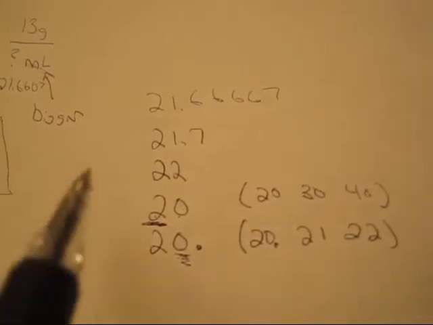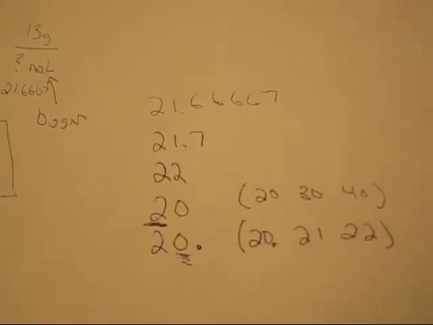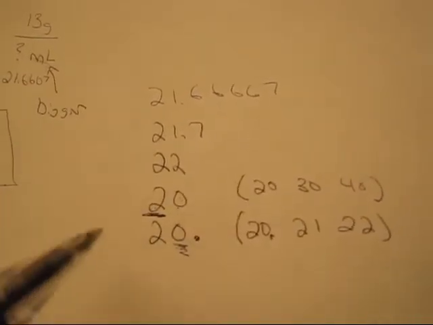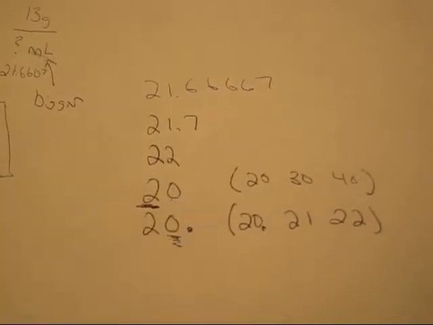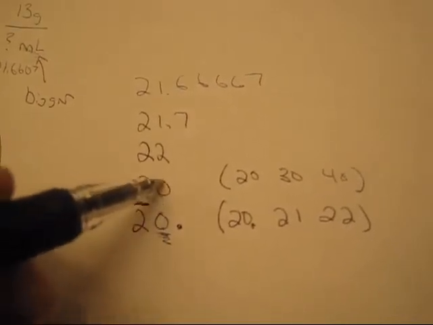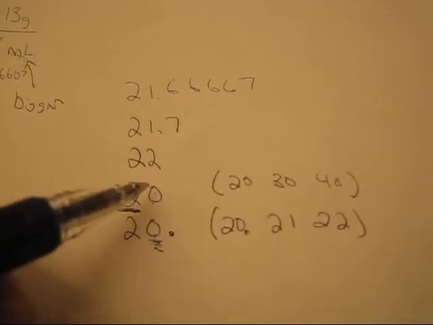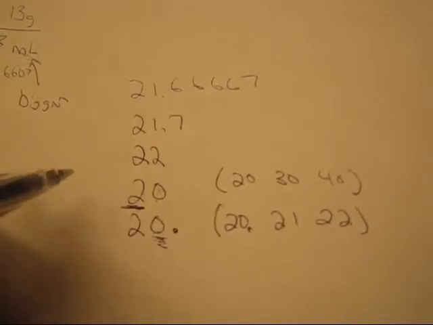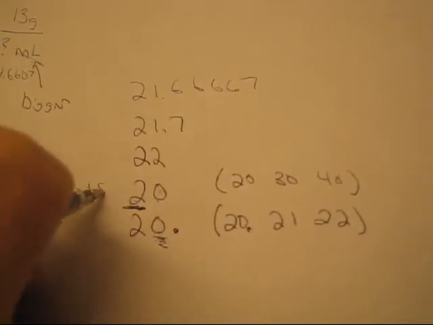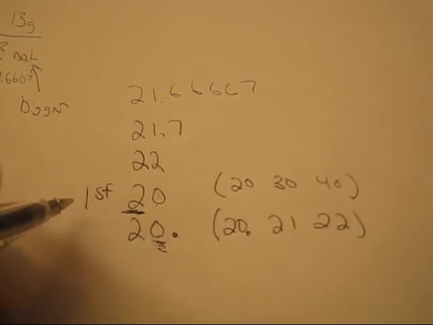So here's my rules so you can identify a placeholder zero. Zeros at the end of the number are placeholders if it's inaccurate and there is no decimal. So in this case, this would be 1 sig fig.